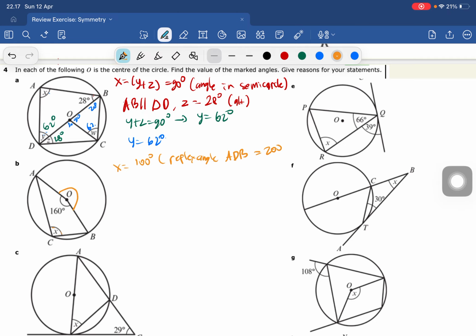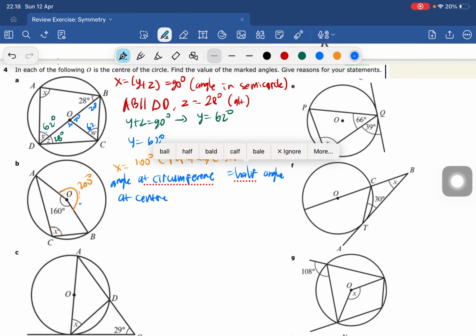Here, this is 200, because the whole, look at it, the whole is 360, one circle. So we need to remember the angle at circumference is a half angle at center. So here is 200, and a half of 200 is 100. Oh, here is circumference. This is half.